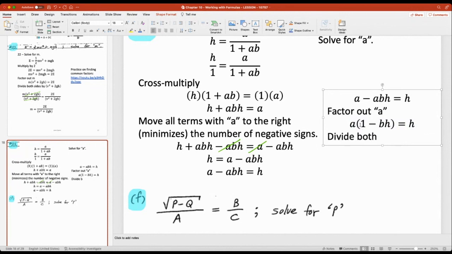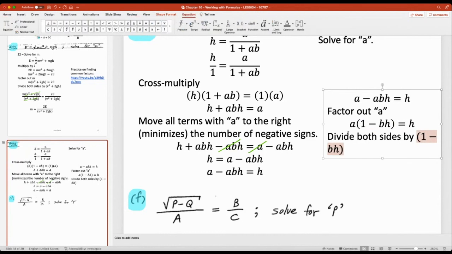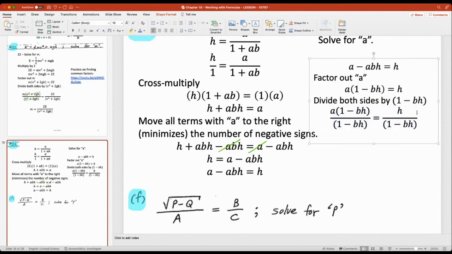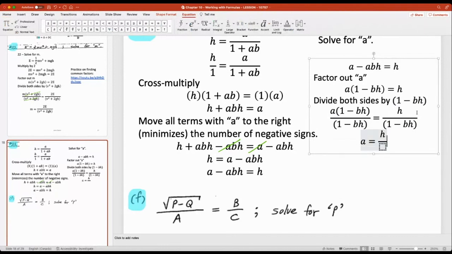So if we divide both sides by 1 minus BH, that should help us finish the question. So we have the following. You don't need to put brackets on the bottom. The only reason I'm putting brackets there is so that I can copy and paste. So the final answer is going to be A equals H over 1 minus BH.